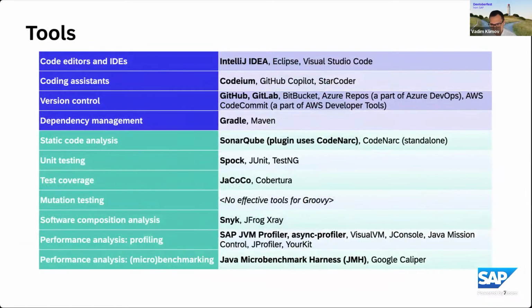For performance analysis, we have a plethora of profilers in here. And for micro benchmarking, we don't have Groovy-specific benchmarking tools, but we can borrow those which are common in the Java community. And here JMH, Java Micro Benchmark Harness, is probably one of the most popular tools when it comes to micro benchmarking of Java applications and the Java code base.